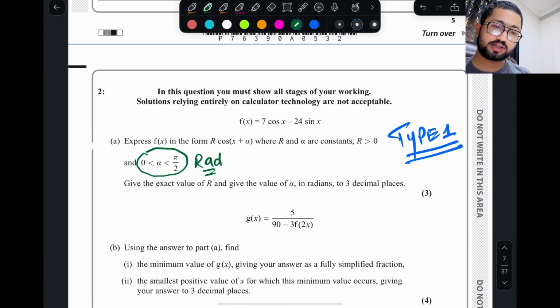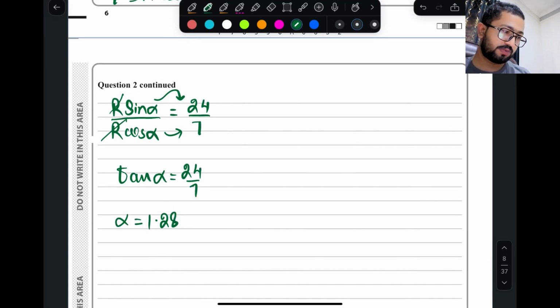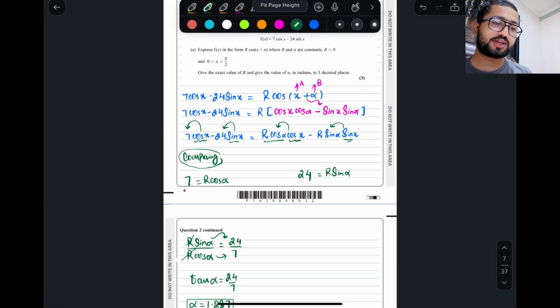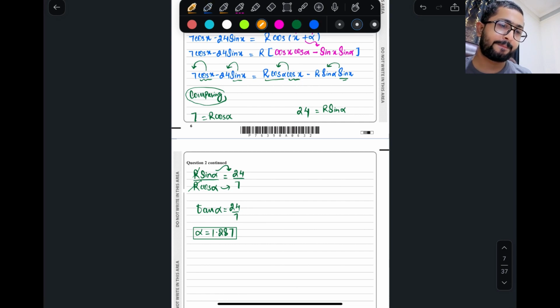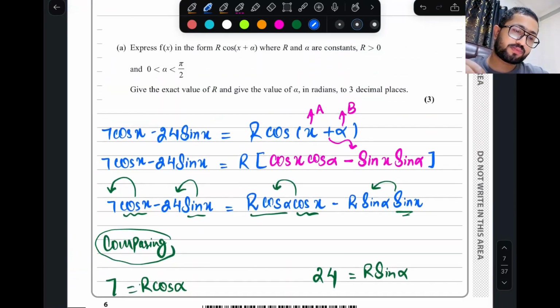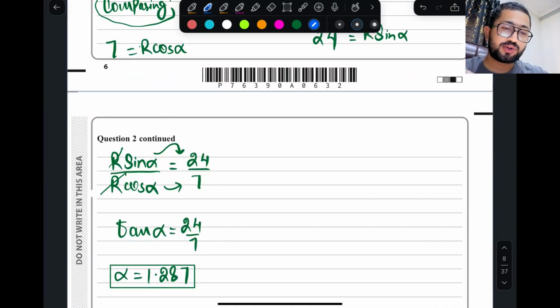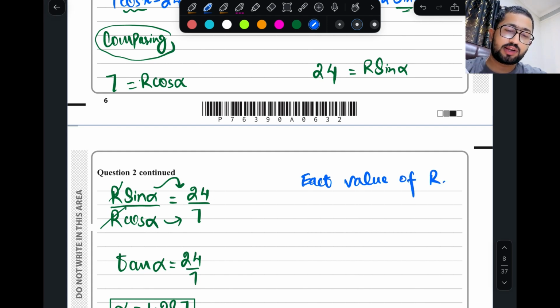To how many decimal places? We want 3 decimal places, so it should be 1.287. Any issue with it over here? I don't think there is any issue. How to get the value of R? We want the exact value of R. You are not allowed to use a calculator to find the exact value of R. Exact means you cannot use a calculator. So how to figure out the value of R?